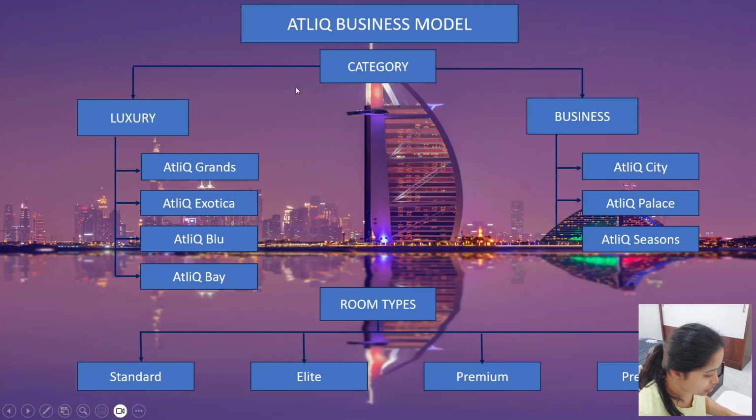This is the AtliQ business model. So these are the two primary categories, luxury and business. Under luxury, we have several subcategories of hotels like AtliQ Grands, AtliQ Exotica, AtliQ Blue and AtliQ Bay. Under business, we have AtliQ City, AtliQ Palace and AtliQ Seasons. And then for room types, we have different tiers here: standard, elite, premium and presidential. The revenues we get from them are different.